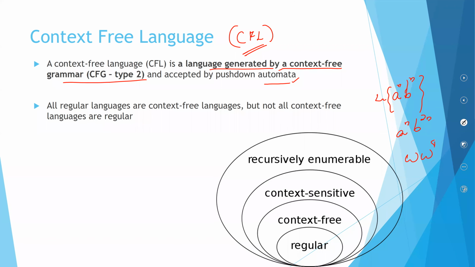Now, according to Chomsky's hierarchy, all regular languages come under the category called context-free languages, but all context-free languages are not regular. Hope you remember this. This is Chomsky's hierarchy, Chomsky's family of languages. We did see an elongated version of this together with the grammar, automata, and all that.